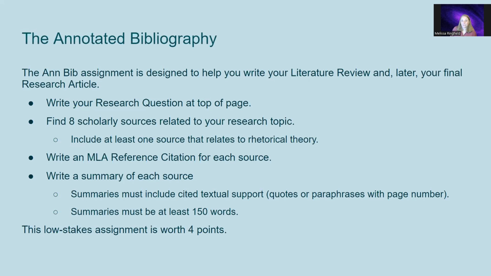Write a summary of each source, at least 150 words with longer summaries for more important sources, and summaries must include cited textual support. This low-stakes assignment is worth 4 points. This is the most of any low-stakes assignment all semester because I expect it to take up to 4 to 6 hours to read and summarize your sources. So be sure to start work on this early enough so that you can spread the work out a little bit. The more effort you put into your annotated bibliography, the easier the literature review and research article will be to write.